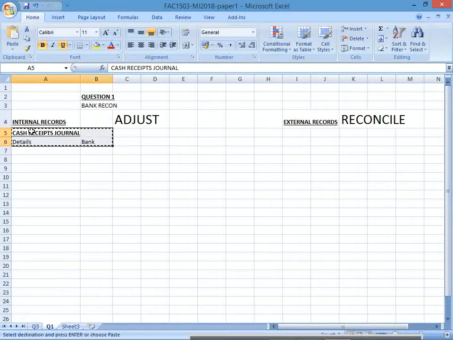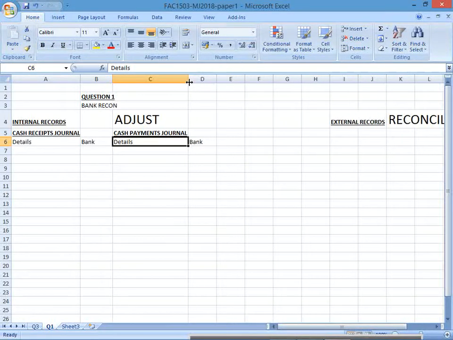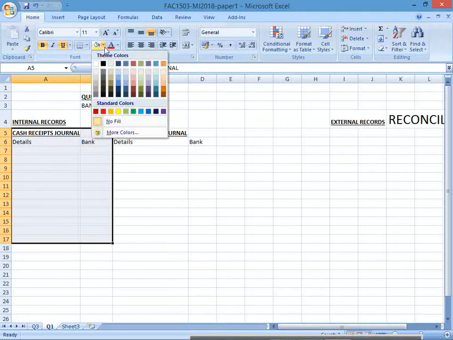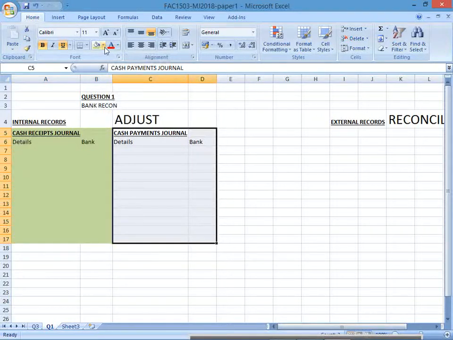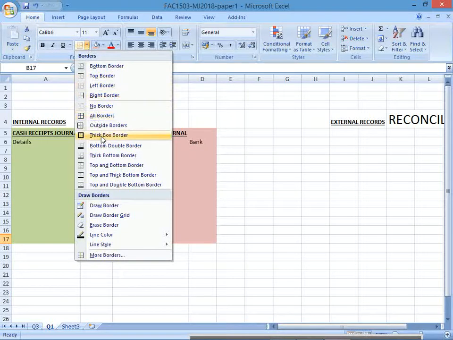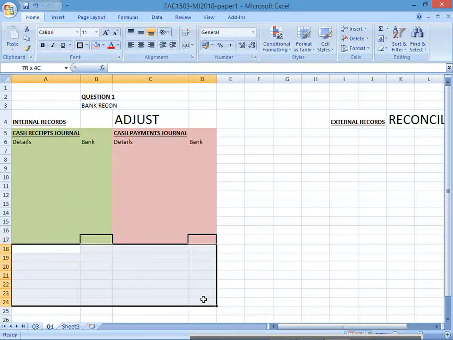Then you would copy paste this, and then you would write cash payments there, and then you would have 2 columns here as well. Okay, so receipts are good. We like receipts. Payments are bad. There'll be a total, and there'll be a T account.